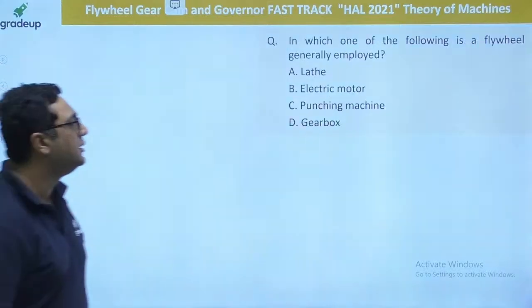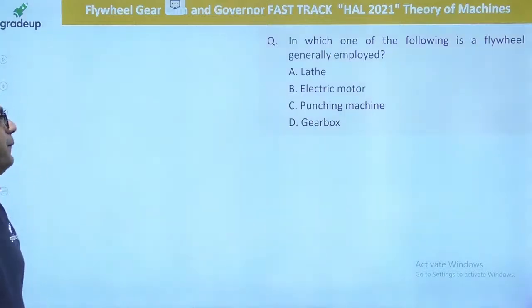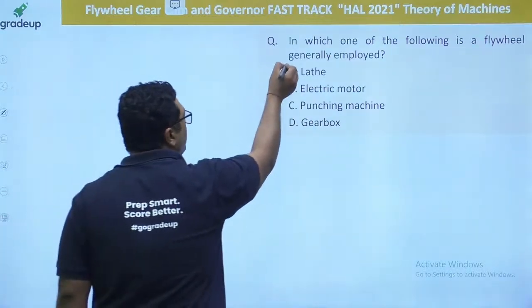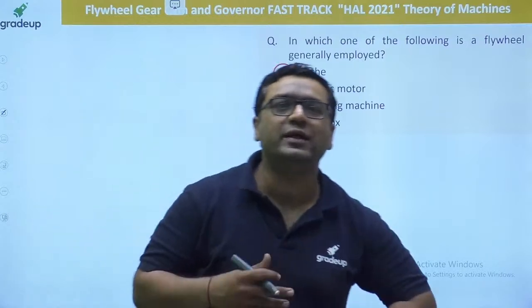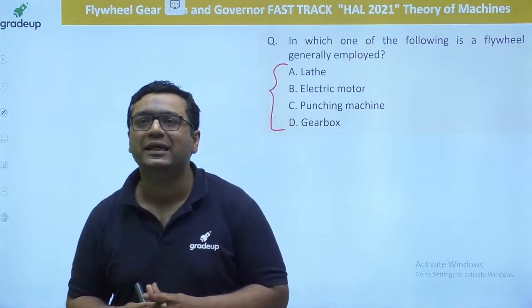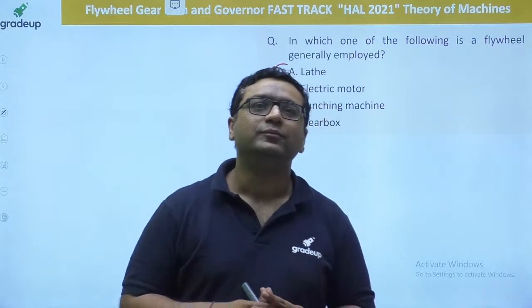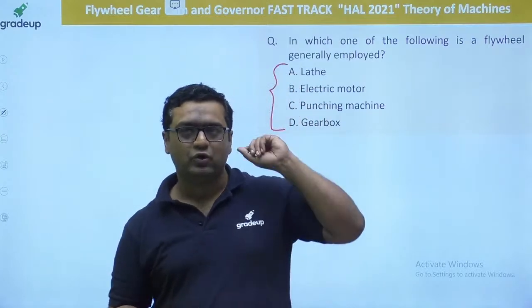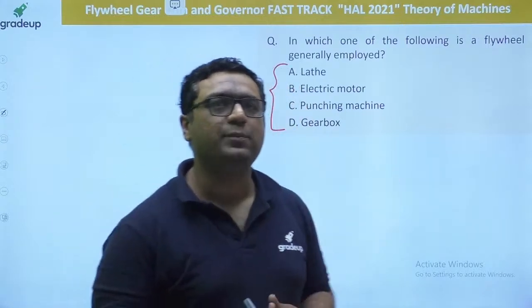Which one of the following is a flywheel generally employed? Out of these four, which one is using a flywheel, guys? Okay, Remo, fine dear. Don't worry, in the triangle question I missed one data, that's why you were having some difficulty. This question, please tell me now.